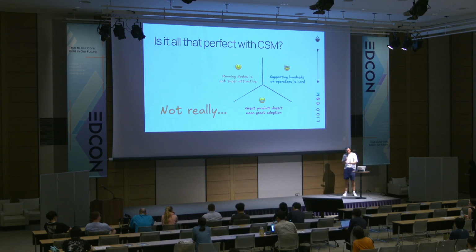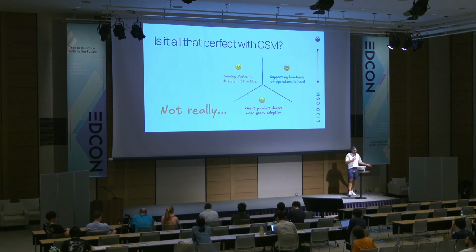Then, the more node operators join CSM, the harder it is to support them. Because one thing is working with professionals, with professional operators. They do their work on their own, so you don't need to support them much. But with community operators, with people who are way less experienced, you definitely need to put some effort into support, into helping people. And the more operators you have, the harder it gets. And again, as I've just mentioned, just making a great product is probably not enough for success.